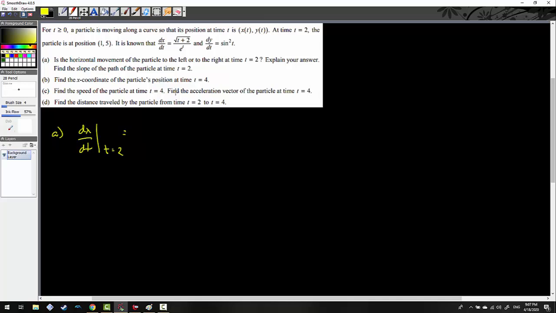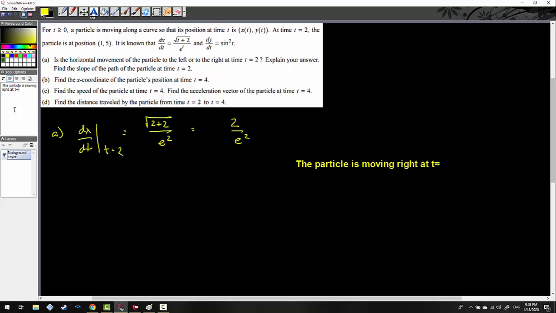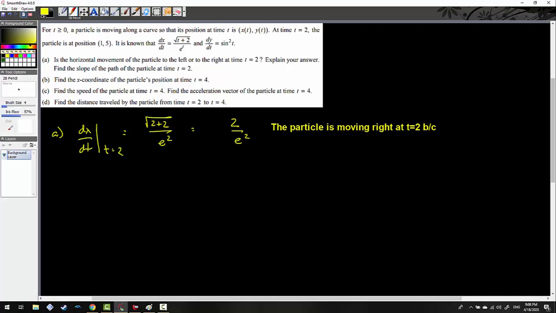If I plug that in, I could use a calculator or not. I would get the square root of 2 plus 2 over e squared, and that would end up becoming 2 over e squared. And then from here, I would just say the particle is moving to the right. In fact, I'll type this in: the particle is moving right at t equals 2 because... and then I'll handwrite the rest because I can't do fractions with the typing. I'll just say because dx/dt is positive at t equals 2.